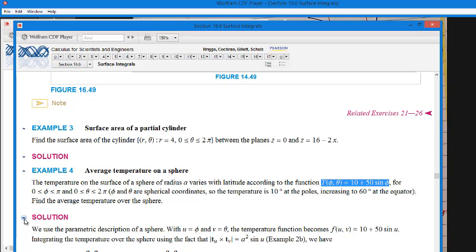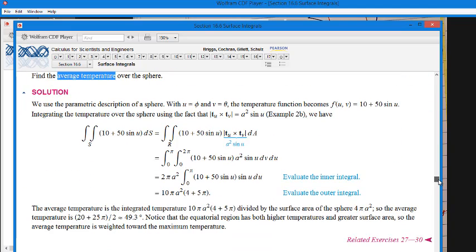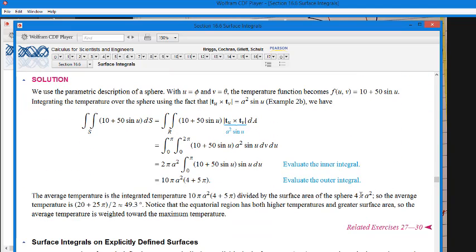Solution. By the way, the fact that they say average temperature means that they're probably going to divide by the total surface area of a sphere. How do we do that? Are we going to do it with a double integral, or are we going to use geometry? Okay, geometry, 4 pi r squared, right? Let's see what they do. Yeah, they divided by 4 pi a squared. Okay, fine, so they'll do that at the end.